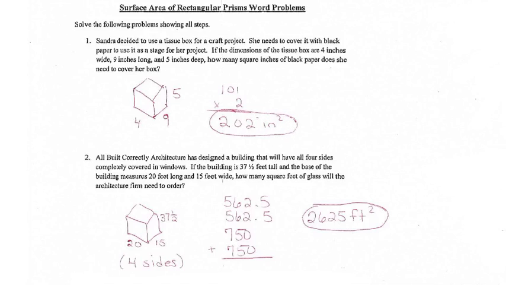For number 2, how many square feet of glass will the architect firm need to order? And in this case, there are 4 sides because it's only talking about all 4 sides. And so you're not talking about the ceiling, you're not talking about the floor. So here, the answer is 2,625 square feet.